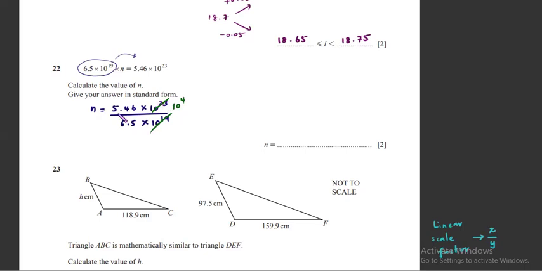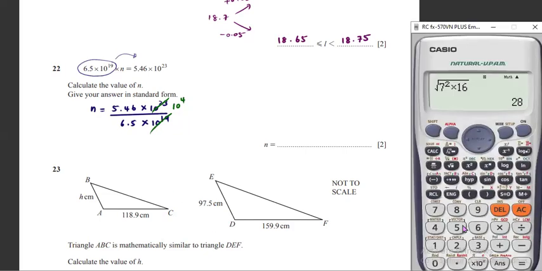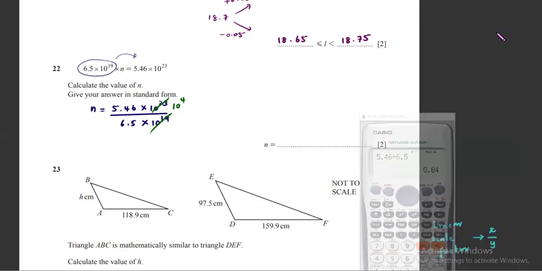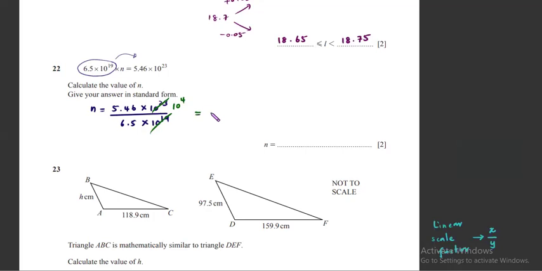Then the next thing that we have is 5.46 divided by 6.5. So I'm going to do that division now. I have 5.46 divided by 6.5. When I do that, I end up getting 0.84, which means the value that I have is 0.84 times 10 to the power 4. This is the value of n, but it's not written in the standard form yet.